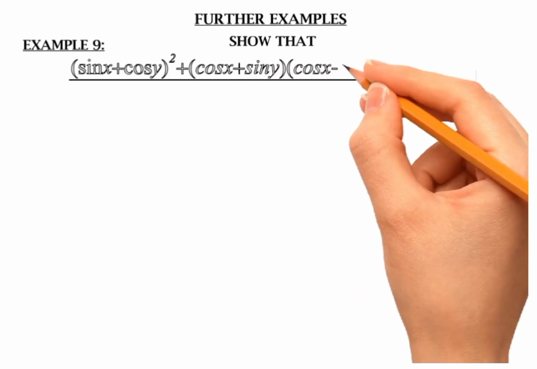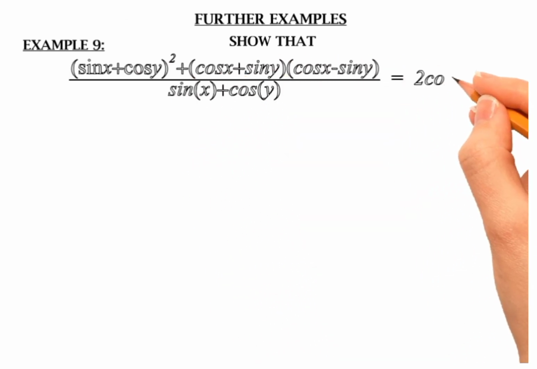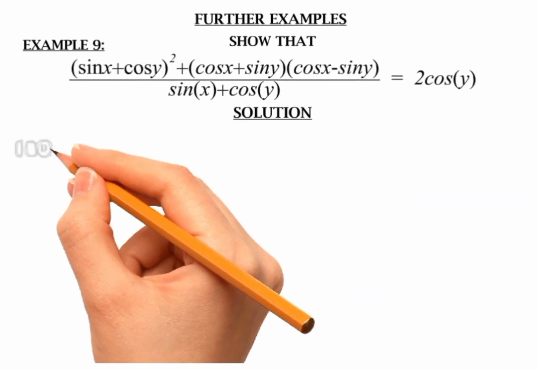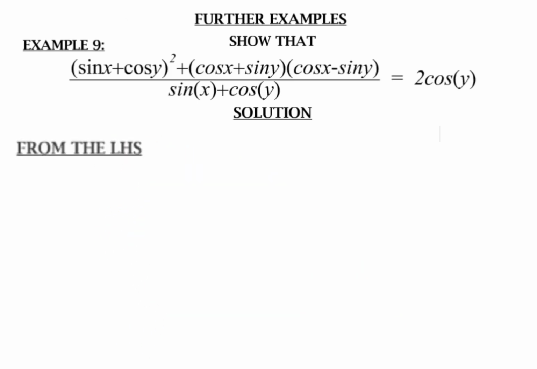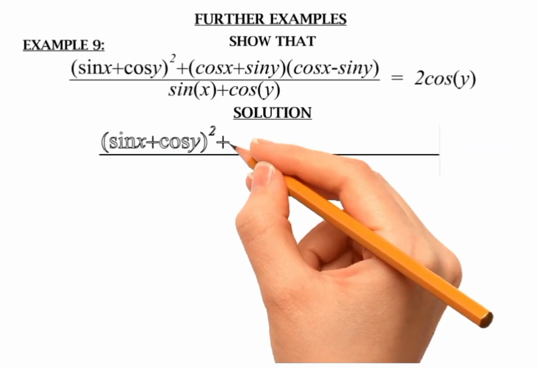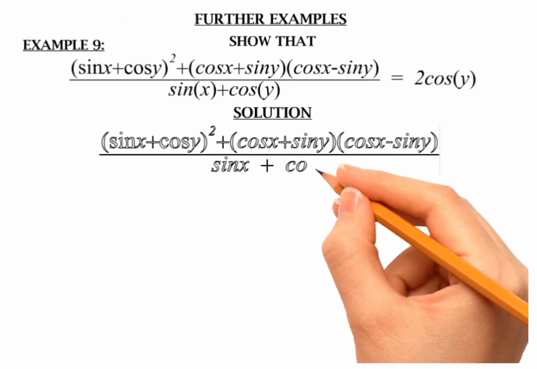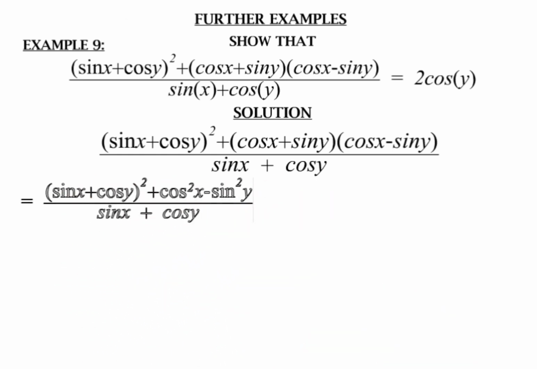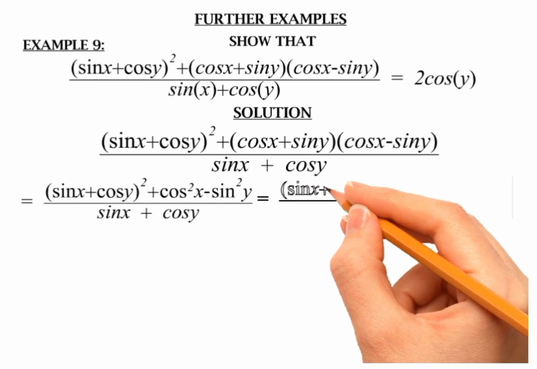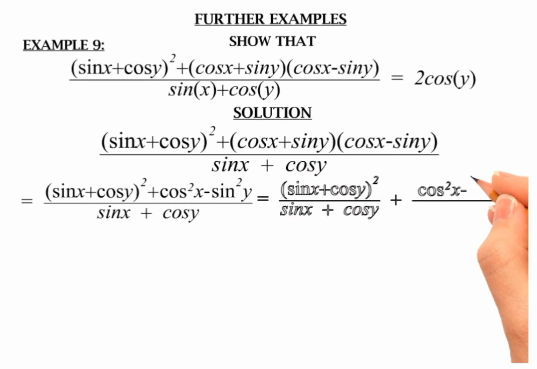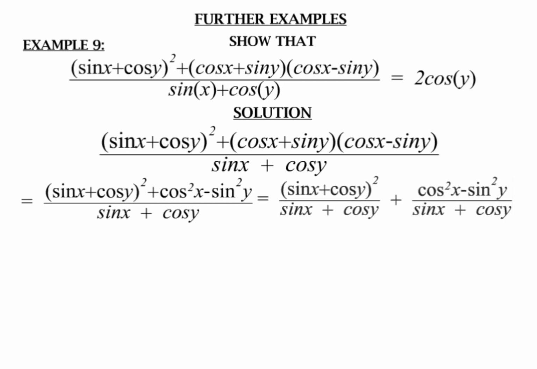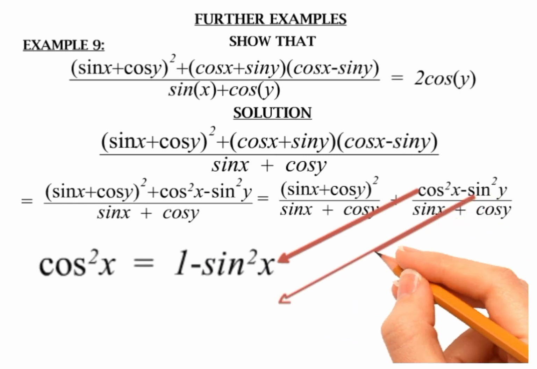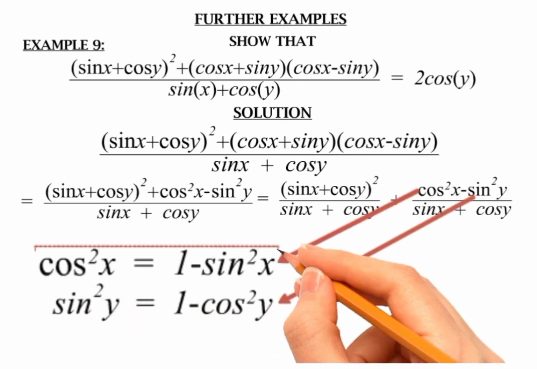Example 9. Show that sin x plus cos y, all squared, plus cos x plus sin y multiplied by cos x minus sin y, over sin x plus cos y is equal to 2 cos y. By starting our proof from the left-hand side, let us firstly expand cos x plus sin y multiplied by cos x minus sin y. This little part gives cos square x minus sin square y. In order to obtain the difference of two squares in which the denominator will be a factor, let us convert cos square x to 1 minus sin square x and sin square y to 1 minus cos square y.